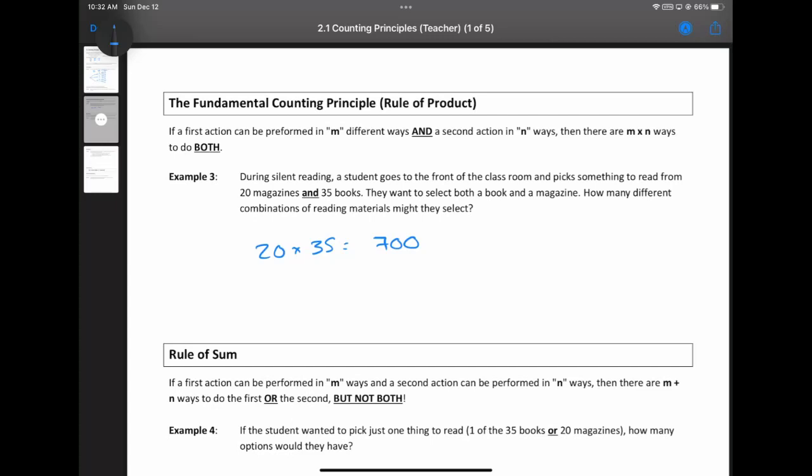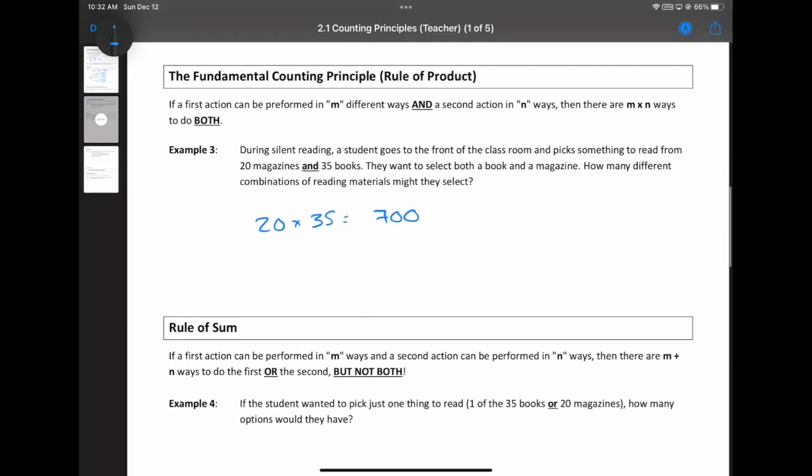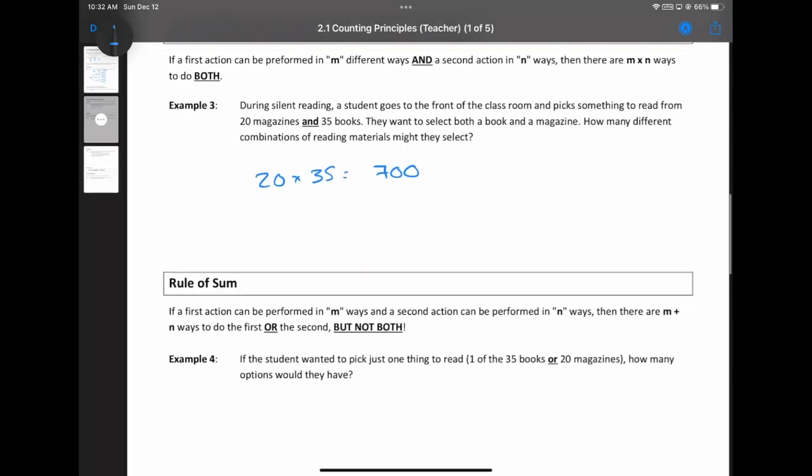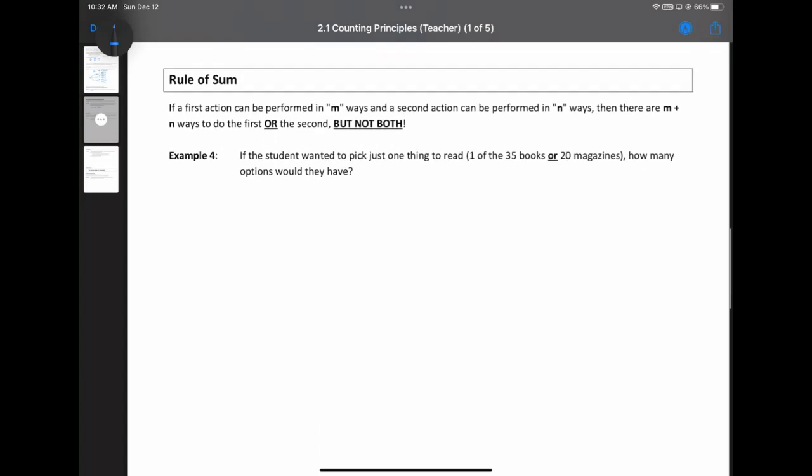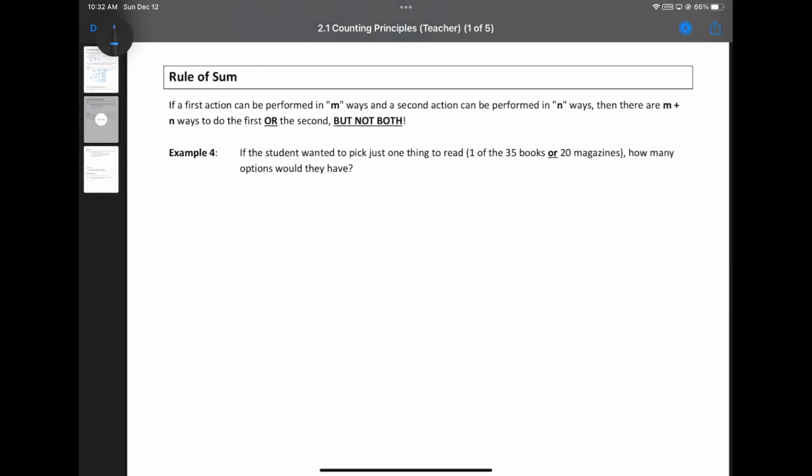Okay, the rule of product has a very close friend and partner called the rule of sum. And the rule of sum is a little bit different, obviously, or it would be the same rule. If we have two actions, one can be performed m ways, one can be performed n ways, and we want to do the one or the other, not "and" but "or," then we add the outcomes together.